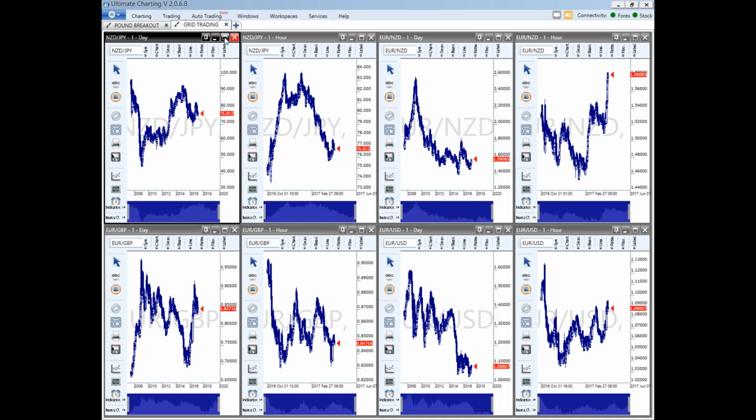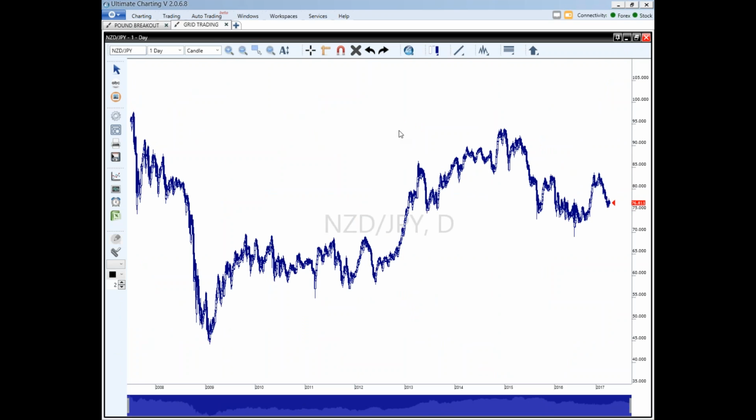Let's take a look at the daily time frame. And again, all I'm going to be looking for here is simple techniques to see what the markets are doing, how to take advantage of it, and ultimately where this market is going.